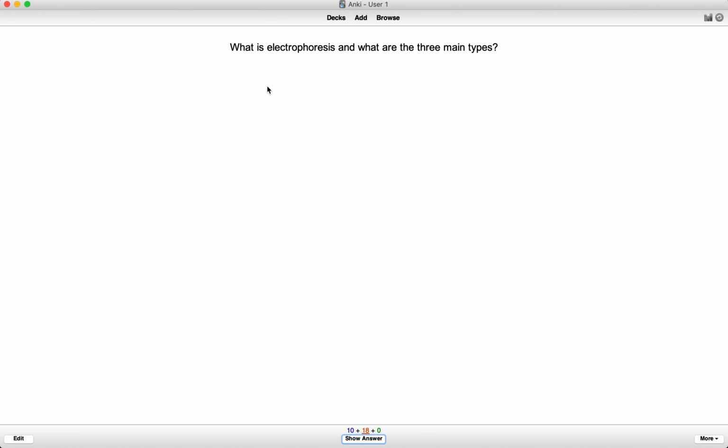What is gel electrophoresis? Running an electric field to separate based on size and charge of a protein. Cathodes are negative, anodes are positive. Native PAGE, SDS-PAGE, and isoelectric focusing. Column chromatography, size exclusion chromatography, ion exchange chromatography, and affinity chromatography.